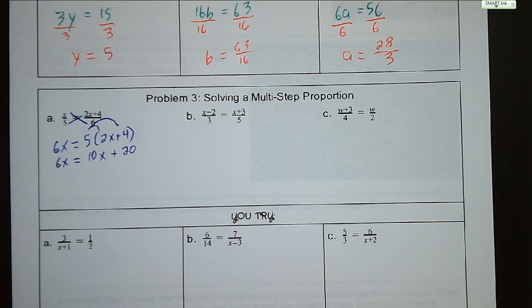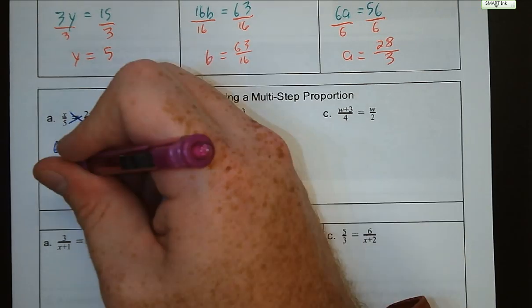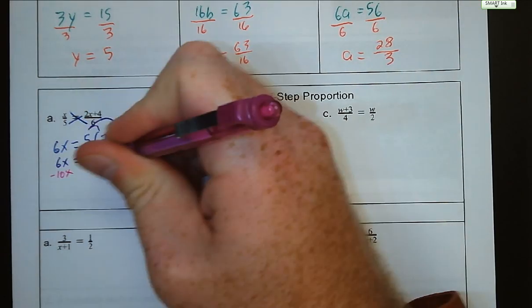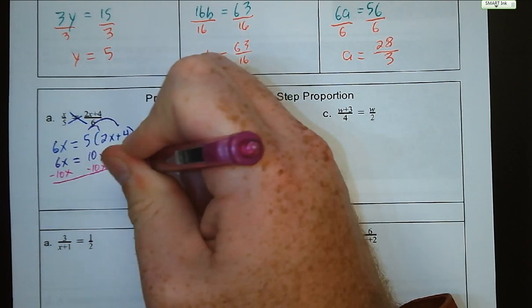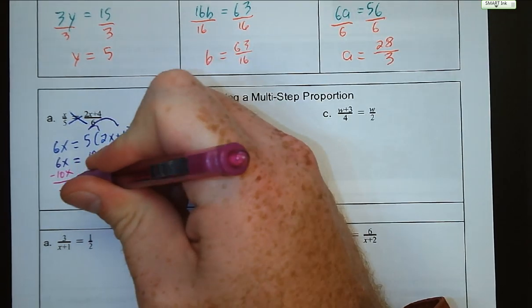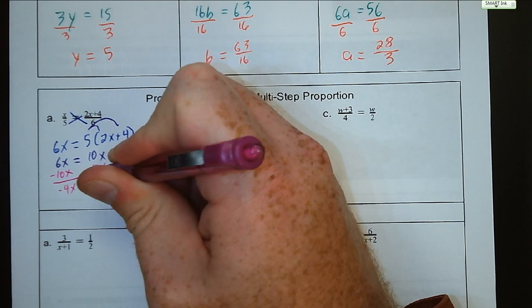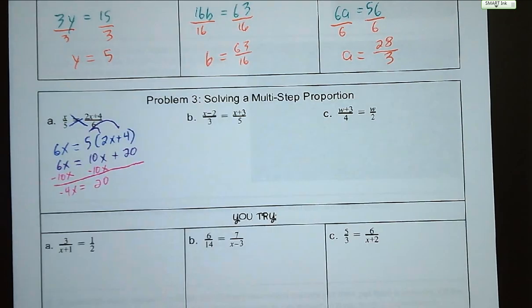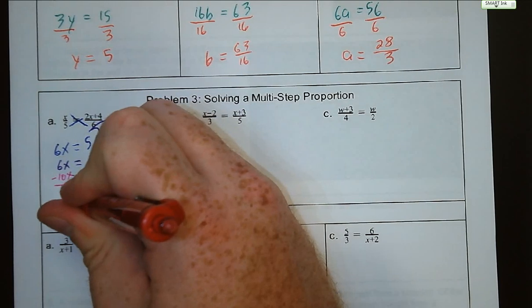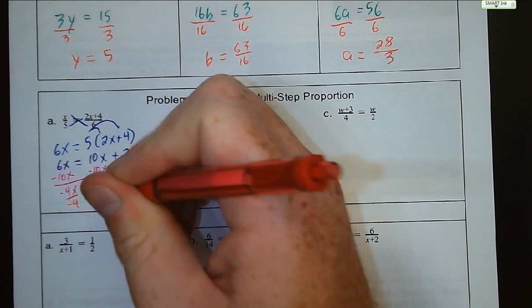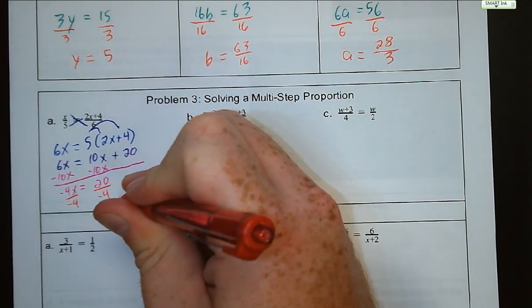Okay. We're going to subtract 10x from both sides. So negative 4x is equal to 20. And we're going to divide by negative 4. So x is equal to negative 5.